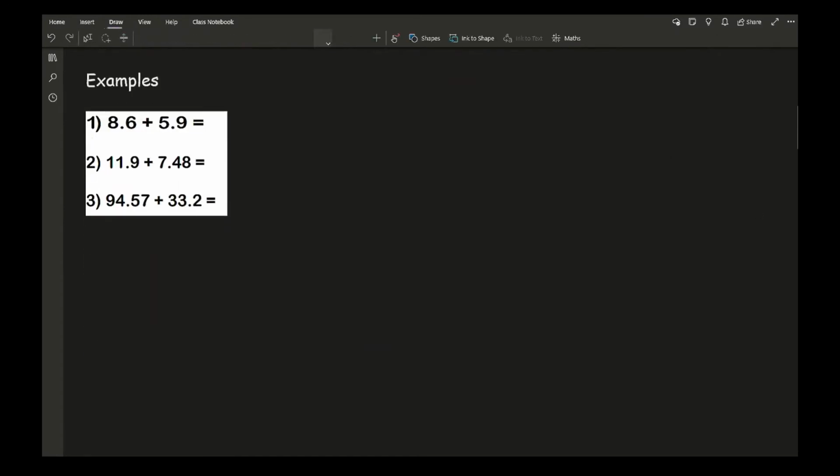So with question 1, let's get a decent colour pen, let's go for pink. So with question 1, we've got 8.6 plus 5.9. So here I'm going to do 8.6, and I'm going to put my decimal point directly underneath the first number, and I'm going to have 5.9. And now all I'm going to do here is just simply add the numbers as I would with incorporating the decimal point. Now the key thing to establish here is that my decimal points are all in the same column.